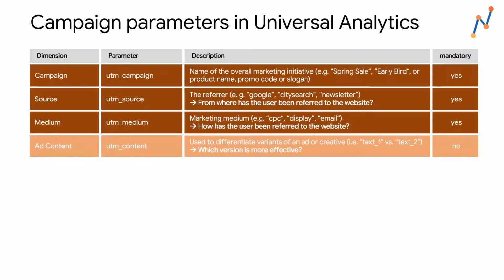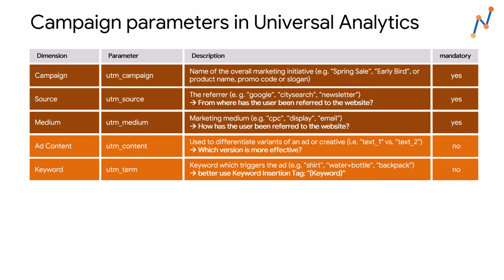And now the first optional parameter is ad content, which utilizes the parameter UTM content and is used to differentiate creatives. For example, if you have 2 versions of an ad and want to find out which version is more effective. And the second optional parameter is called UTM term and reflects the keyword which has triggered the ad. So for instance, if you are selling products for the outdoors, you might run ads for selling those which are displayed when someone is looking for shirt or water bottle or backpack, etc. Ideally, you would then make use of the so-called keyword insertion tag, which will then populate the parameter UTM term with the keyword the user entered in the search engine.